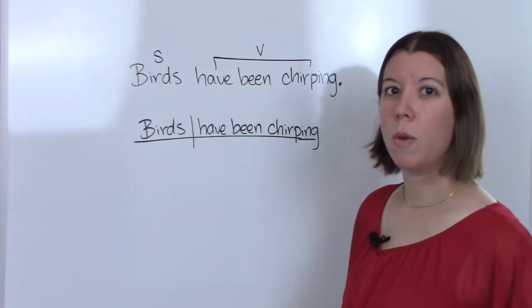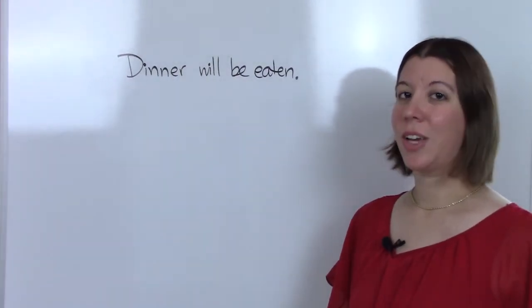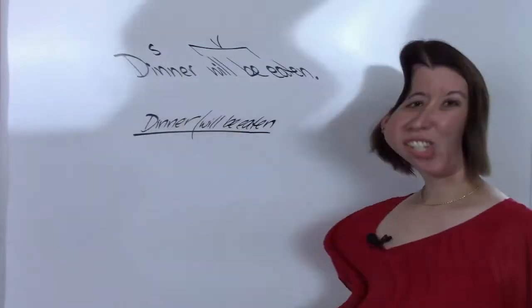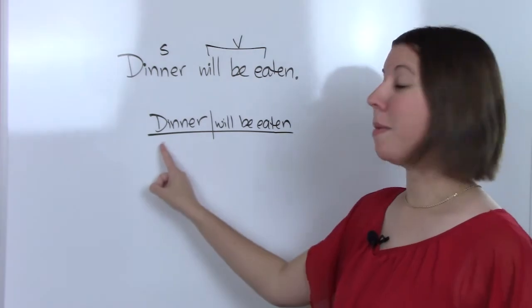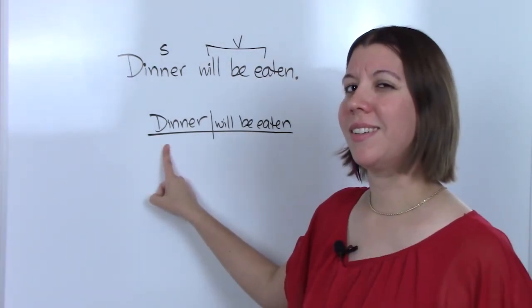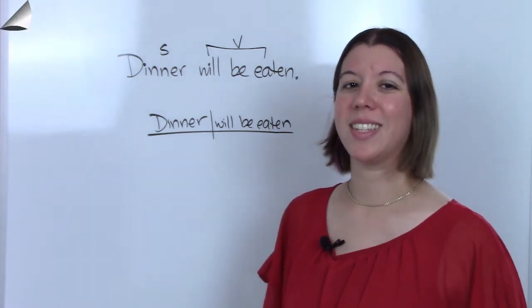All right, we're going to do one more together. All right, here's our sentence. Dinner will be eaten. Go ahead, mark the subject, mark the verb. Go ahead and diagram it. Check your answer. Did you remember to capitalize the D in dinner? Ooh, I'm willing to bet somebody didn't. Make sure you capitalize that D in dinner. We keep the capitalization the same.